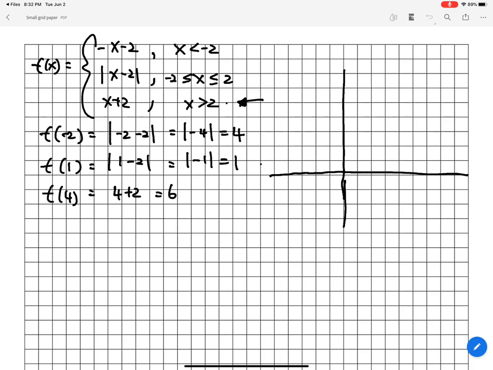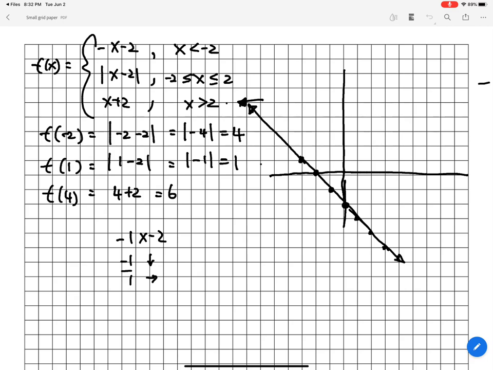So negative x minus 2 tells me that I need to start at negative 2, and then based on my slope, which is negative 1, that means I have to go down 1 to the right. So I can keep going: down 1 to the right, down 1 to the right, down 1 to the right, or I can go up 1 to the left, up 1 to the left, up 1 to the left. So if I connect the dots, this is what I have. Just graphing like normal.